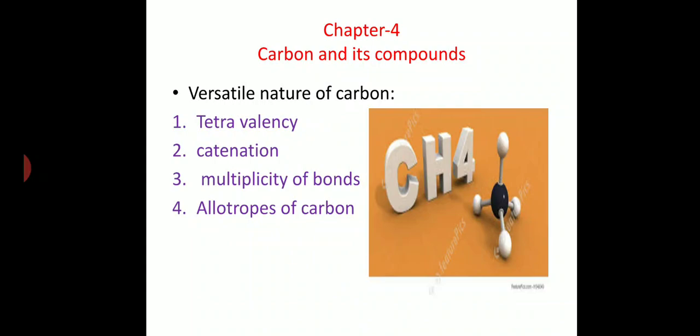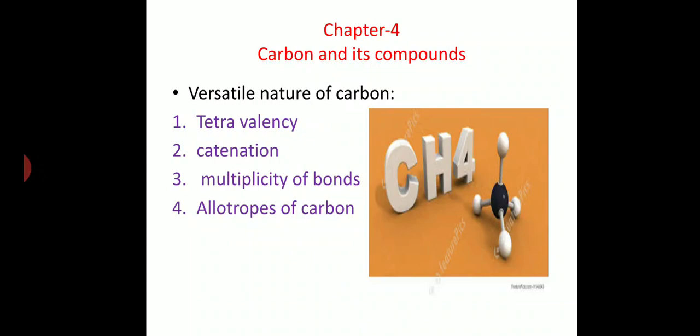Catenation. Catenation is the unique property of carbon, which has the ability to link with itself in any number. So carbon can form bond with carbon in any number. It can be straight chain, branched or cyclic. Next, multiplicity of bond. So carbon forms single bond, double bond as well as triple bond.